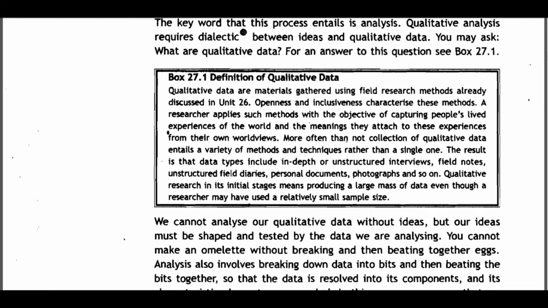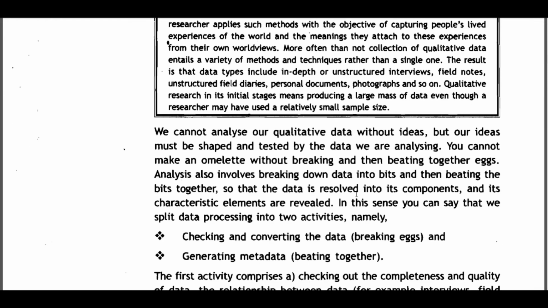More often than not, collection of qualitative data entails a variety of methods and techniques rather than a single one. The result is that the data types include in-depth and unstructured interviews, field notes, unstructured field diaries, personal documents, photographs, and so on. Qualitative research in its initial stages means producing a large mass of data, even though a researcher may have used a relatively smaller sample size.